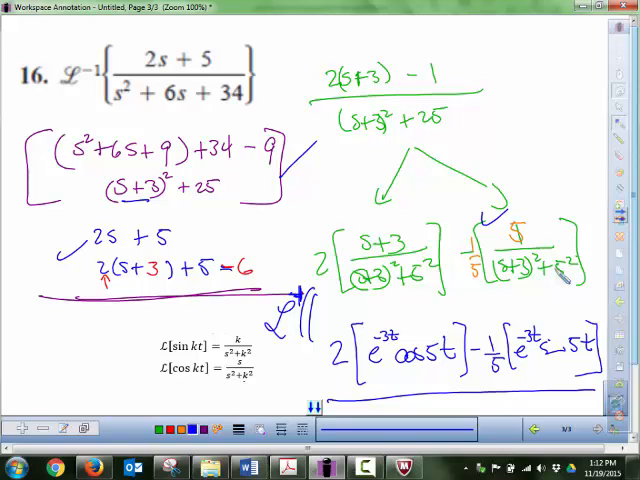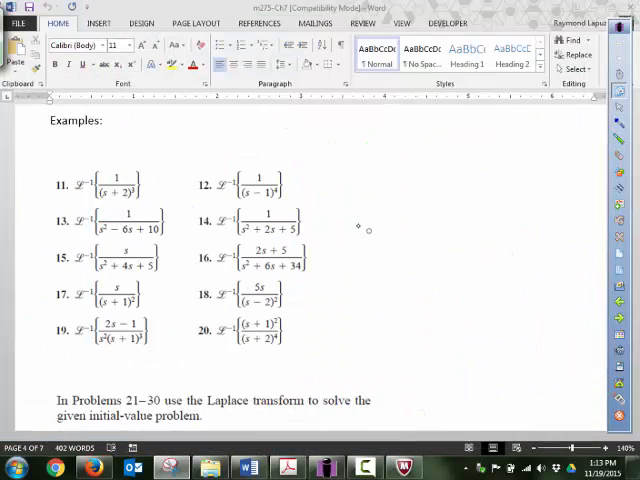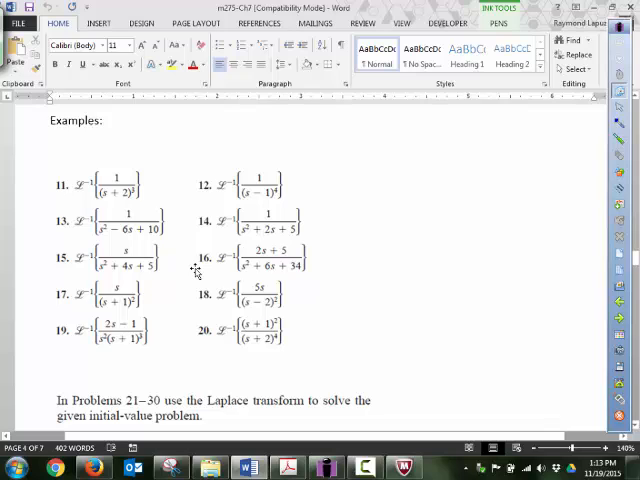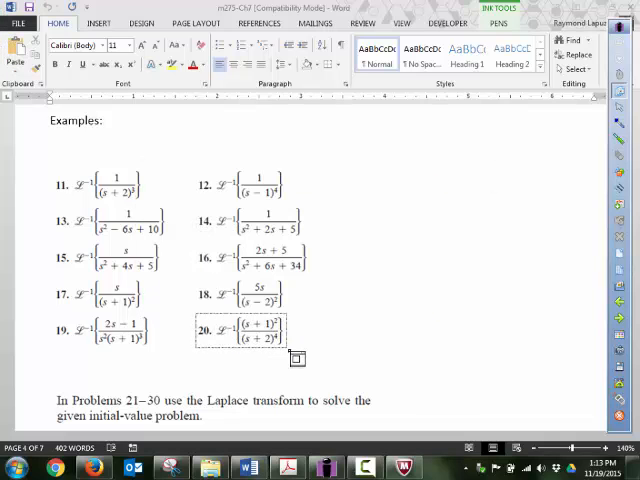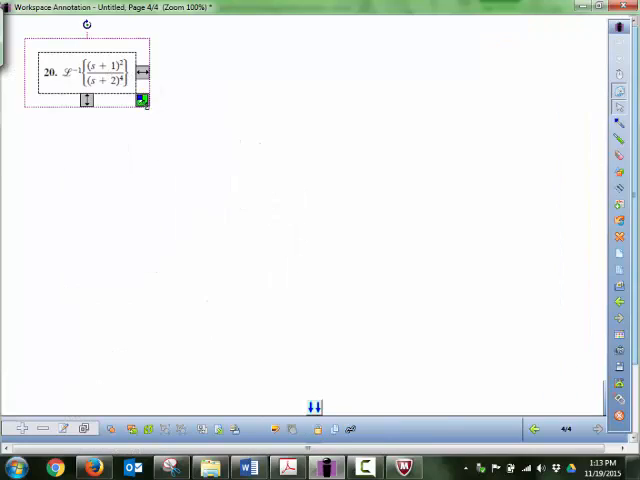So I think this is good. We can do another problem if you want, or we can move on. Are we good? You think you guys are okay with this? You're guaranteed to run into this in the future. 20. Let's take a look at 20. I hope I can do 20.